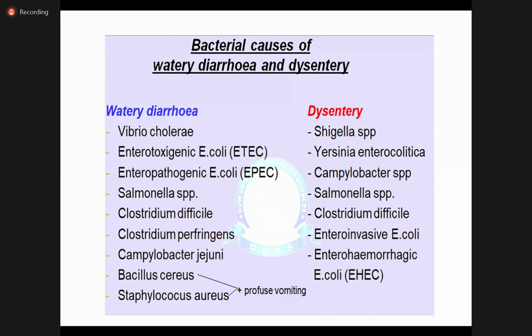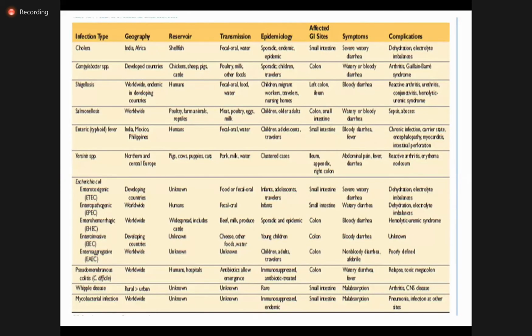Again, these are the different types of organisms along with the geographical area, their transmission, their epidemiology, and the part they are linked with. Like some organisms act on the small intestine, some organisms act on the large intestine, and the complications are associated with them.